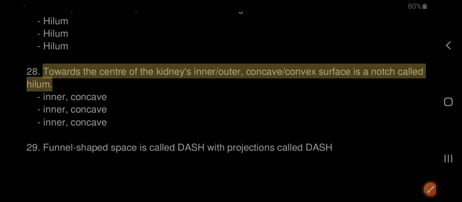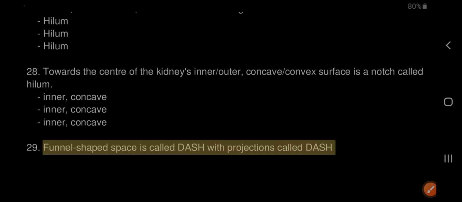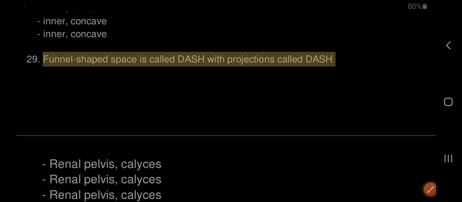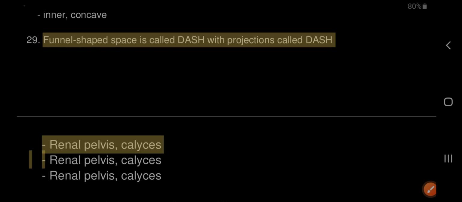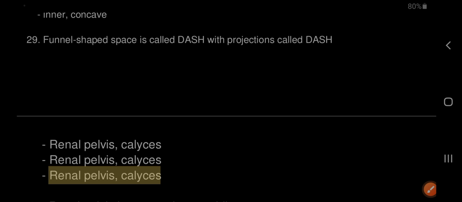29. Funnel-shaped space is called renal pelvis with projections called calyces. 30. Renal pelvis is present inner to hilum. True.